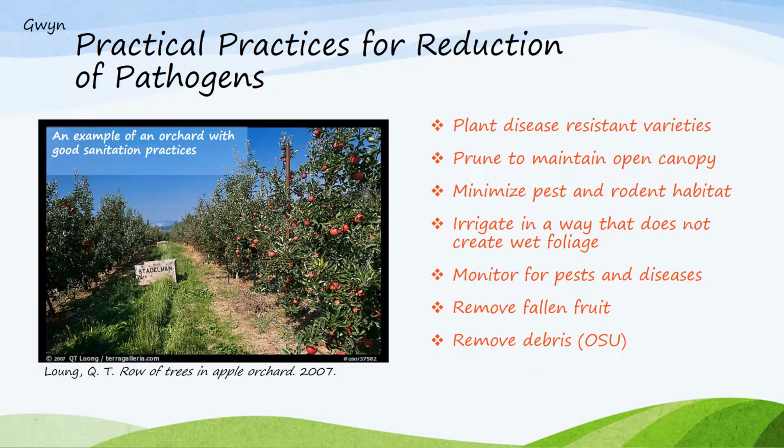Some practical practices for the reduction of pathogens include planting disease-resistant varieties, pruning to maintain open canopy, minimizing pest and rodent habitat, irrigating in a way that does not create wet foliage, monitoring for pests and diseases, removing fallen fruit and debris.